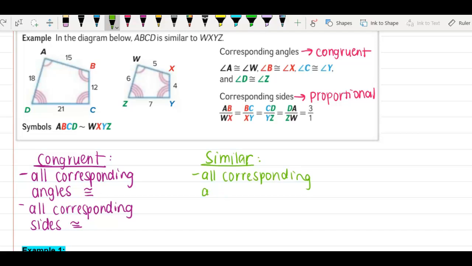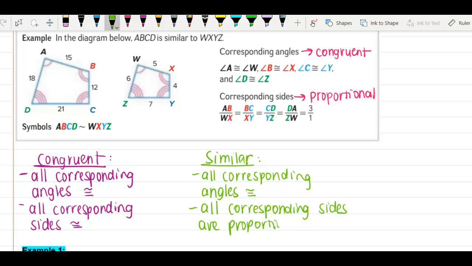angles congruent, but instead we have all corresponding sides are proportional. And this happens because they have the same scale factor. So they are proportional by the same scale factor. So you're going to hear me, as we practice this, remind you what proportional means through all of this.